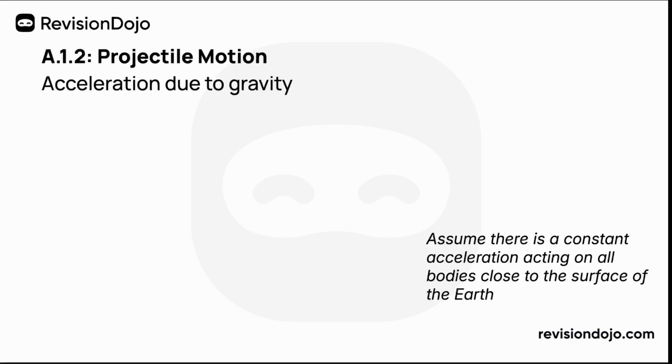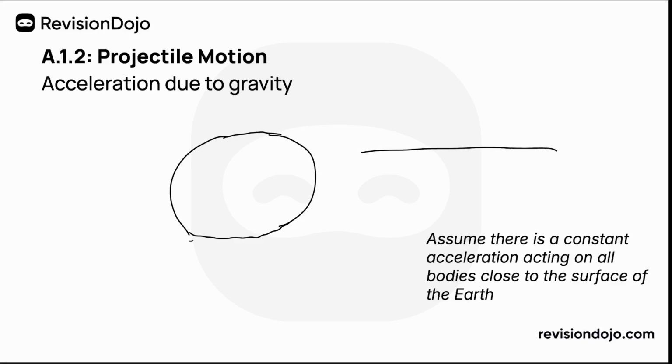First, let's start with a very quick assumptions section. In projectile motion and in general in IB physics, we assume that there is a constant acceleration acting on all bodies close to the surface of the Earth. The Earth is actually not perfectly round. It's a little bit flatter at the poles, so it looks a little bit more like this if we really exaggerate it. So gravity is not actually even everywhere on Earth, but we ignore that in IB physics. Furthermore, we assume that the surface of the Earth is large enough that at any point it is considered flat. So when we're looking at a projectile motion problem, we're assuming that the ground is always flat.